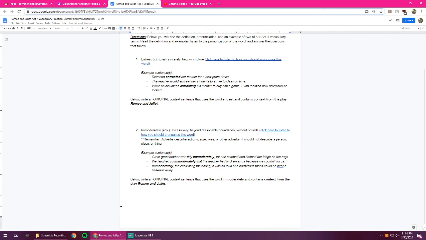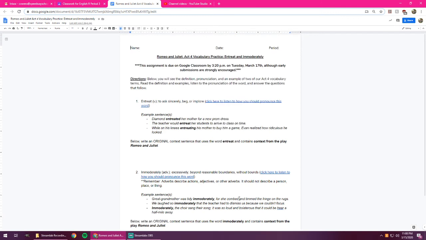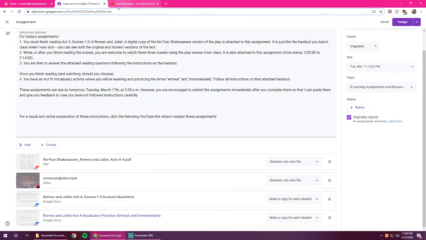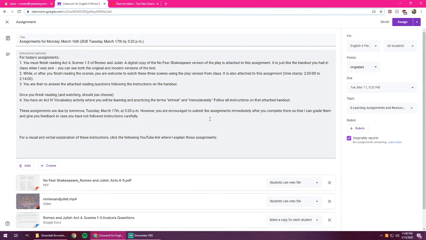It gives you 3 examples, and then it asks you to write that original context sentence for the word immoderately with context from the play. So you'll type that there at the bottom. All right, and that'll be it. Those are your 2 assignments. You've got the reading and the watching and the questions, and then you've got your 2 vocab practice words. So that is the assignment list for Monday and Tuesday.